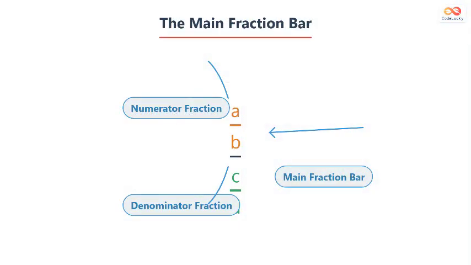Let's break down the parts. In a complex fraction, you have a smaller fraction in the top position, called the numerator fraction, and another in the bottom, called the denominator fraction. These are separated by a larger main fraction bar. Identifying this main bar is key to simplifying correctly.